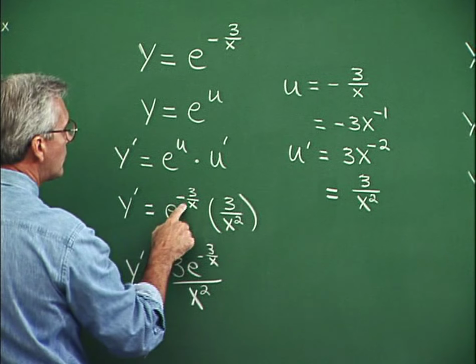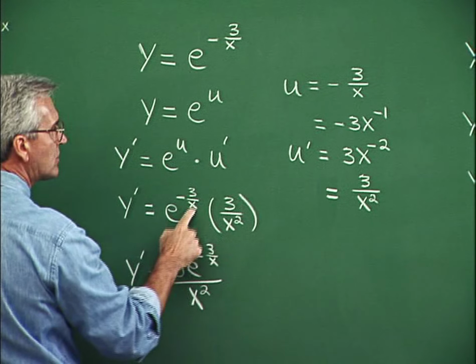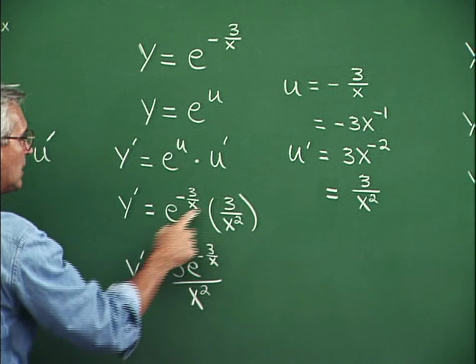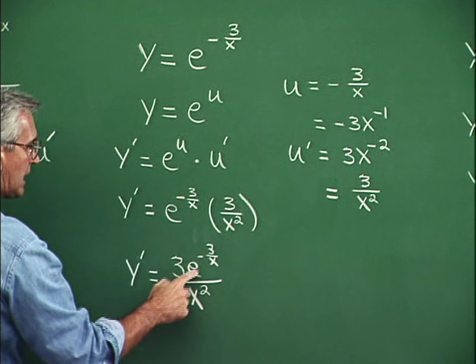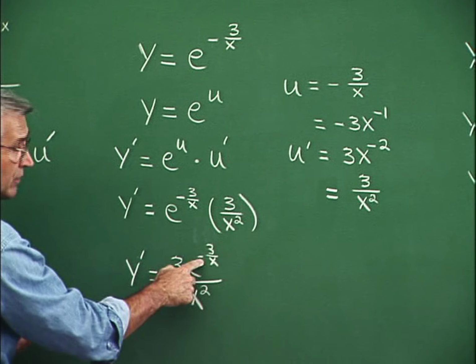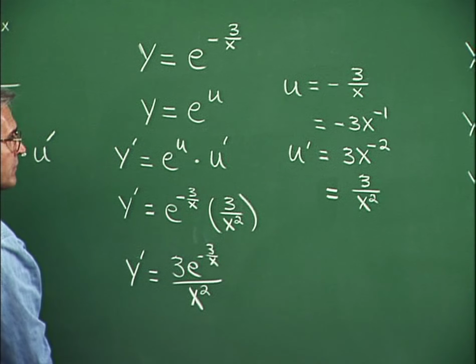So e to the u, replacing u with negative 3 over x, the u prime is 3 over x squared, and then clean it up by multiplying. In the numerator we have 3e to the negative 3 over x, and in the denominator x squared. We could manipulate it even further, you see, with the negative exponent here.